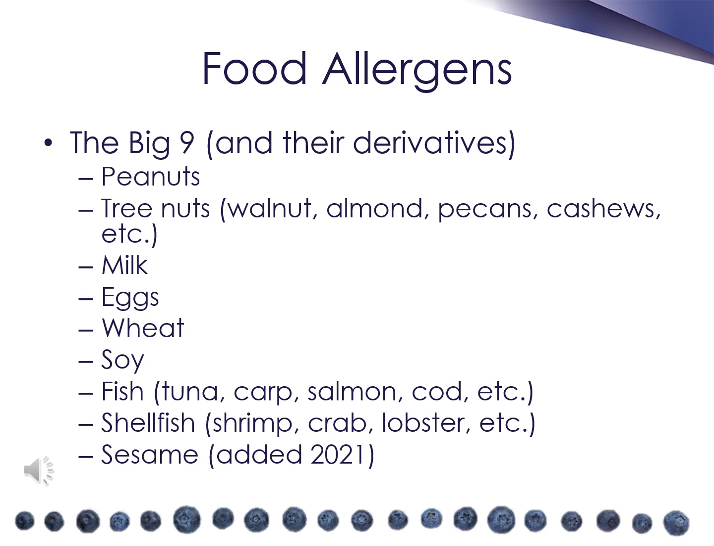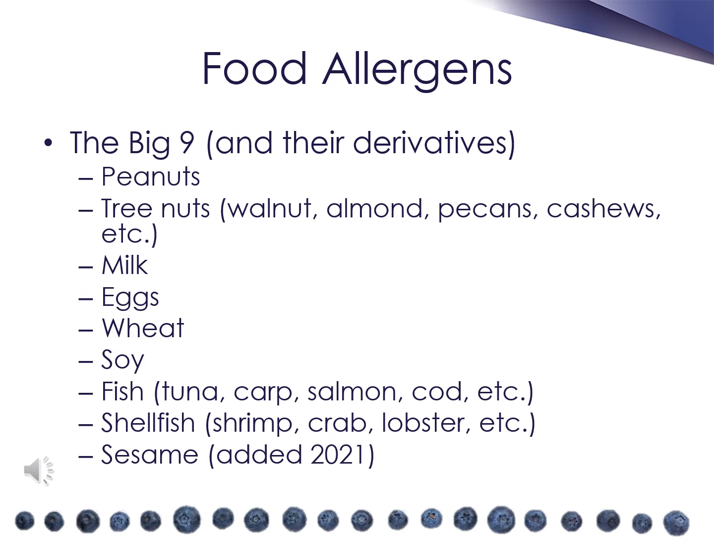About 90% of all food allergies fall within what's called the Big Nine. The Big Nine includes allergens such as peanuts, tree nuts, or walnuts, almonds, pecans, cashews, etc., milk, eggs, wheat, soy, fish, such as tuna, carp, salmon, cod, and shellfish, such as shrimp, crab, and lobster. In 2021, sesame was also added to the list. All of these allergens can be found in many other forms or under different names.